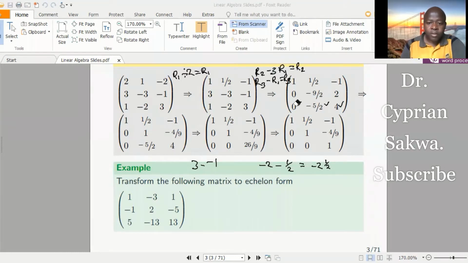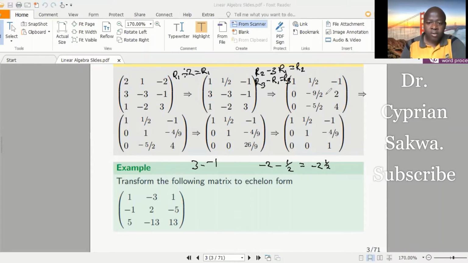So we are done with that. So what is very important here is that we have a leading element, and we use this leading element to clear the first column. So now we are done with that.